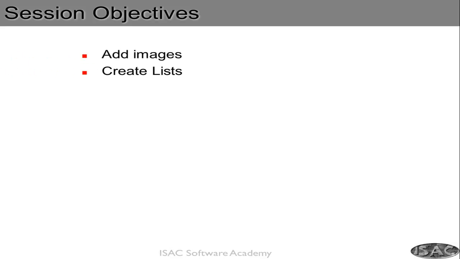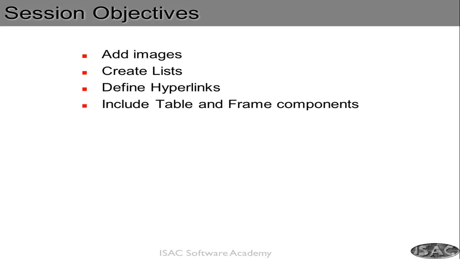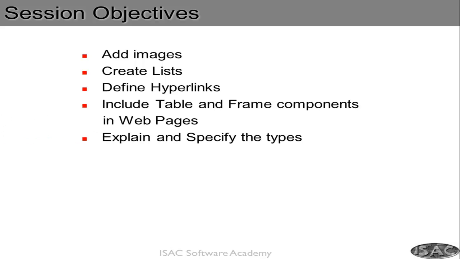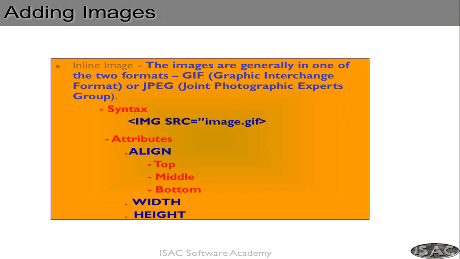So our session objective, as I mentioned, is to add images, create lists, define hyperlinks, include table and frame components in web pages, and explain and specify the types of linking. Those are the things we will be considering. So let us start with images first. What is the image thing we are going to do?